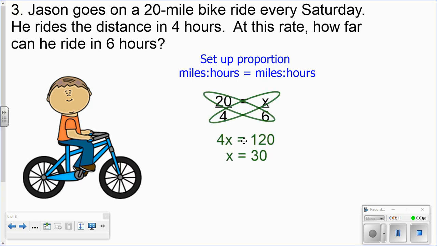I'm going to cross multiply. 4 times X is 4X. 6 times 20 is 120. Divide both sides by 4, and I get X equals 30. 30 miles in 6 hours.